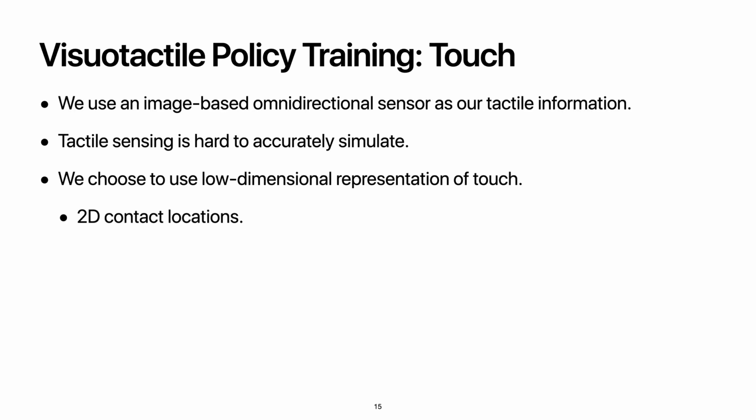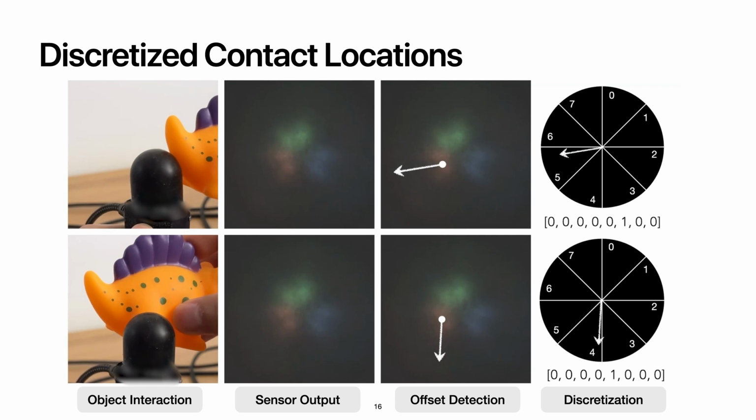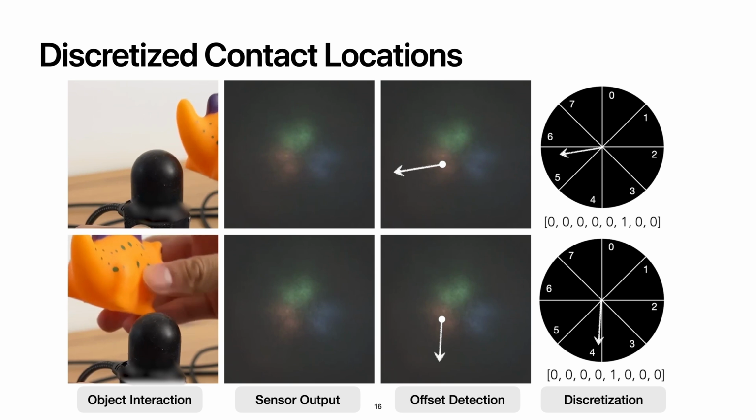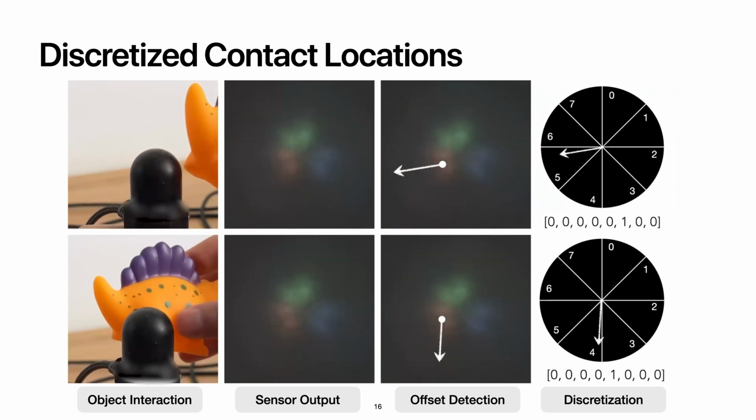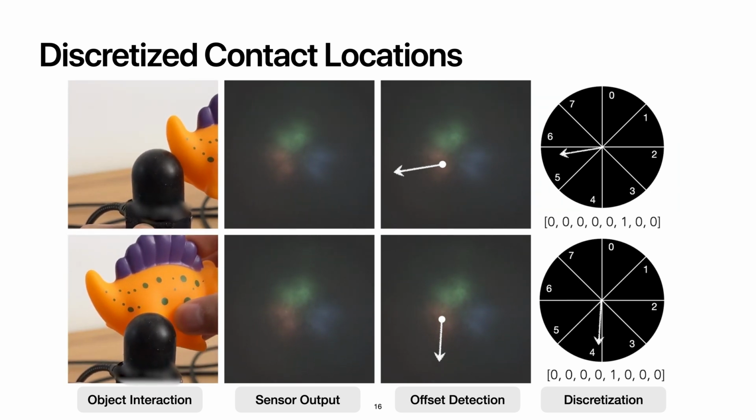Things are a bit trickier for tactile sensing. We use an image-based omnidirectional sensor as our tactile information. But that is very hard to simulate accurately. Therefore we use a low-dimensional representation of touch, more specifically, a discretized 2D contact location. Here is a visualization of how we use tactile information. When the object contacts the fingertip from different directions, the sensor will deform in different directions. And then we can calculate the displacement between the current image and original background image to get the direction of contact. Finally, we discretize it to an 8-dimensional one-hot vector.